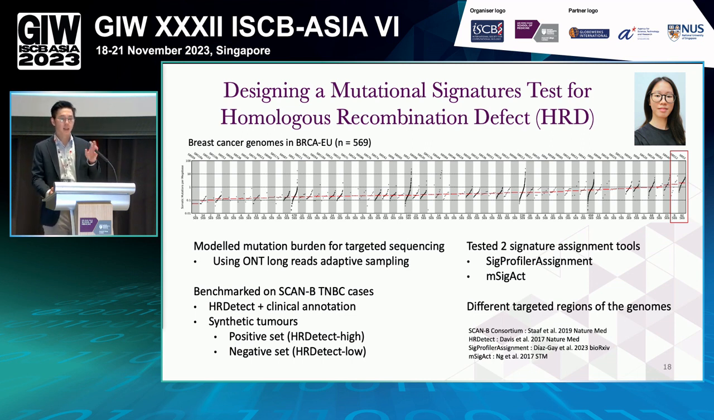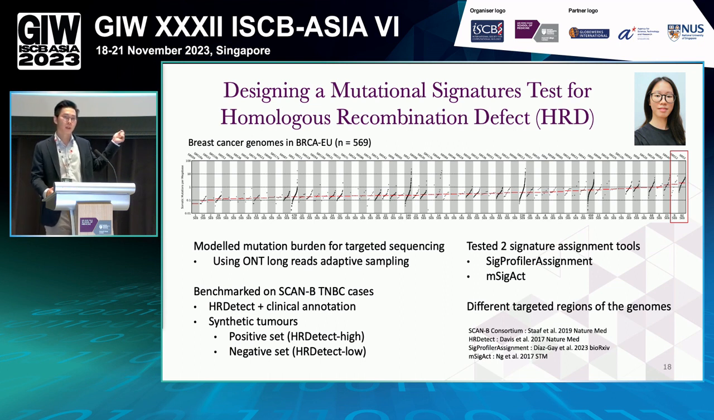So in this project, really, she modeled the mutation burden across 569 samples in the ICGC breast cancer cohort from the EU, looked at all the signatures and tried to use that to figure out whether we can do targeted sequencing based on mutation burden. And at the end of the day, we have a very nice training set from ICGC and a validation set from a very well-annotated cohort, which is the SCAN-B cohort, which is a Swedish study. And they annotated these triple-negative breast cancers with whether they had HRD, whether they had biallelic loss of any of the genes, hypermethylation, for example.